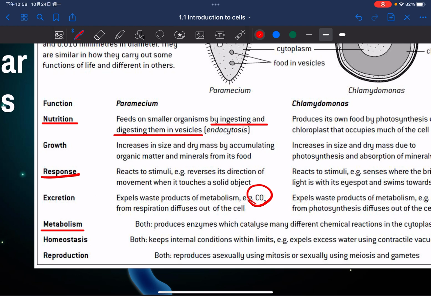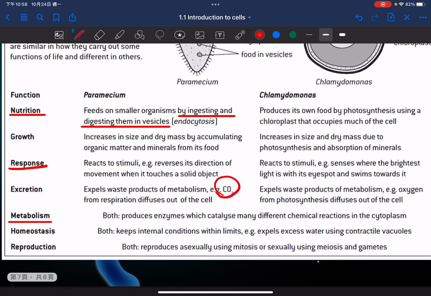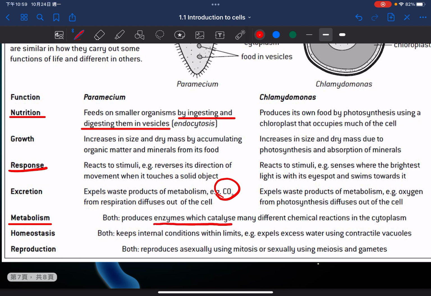They have to do cellular respiration, and once the cell wants to do cellular respiration, it has a lot of energy and a lot of enzymes to do that. For example, just like here, the enzyme catalyzes many different chemical reactions in the cytoplasm. Okay, and homeostasis. Homeostasis means the cell has to keep some conditions inside the cell stable.